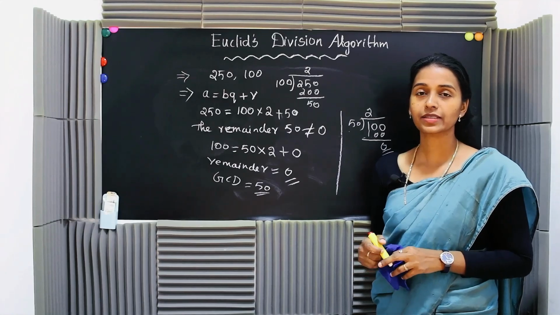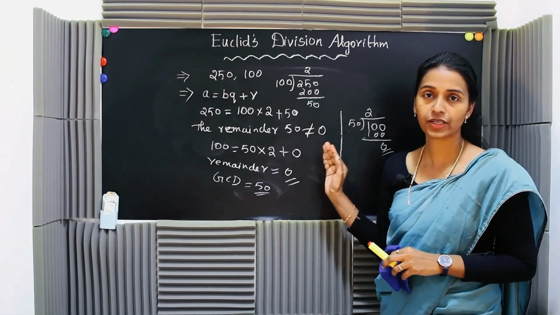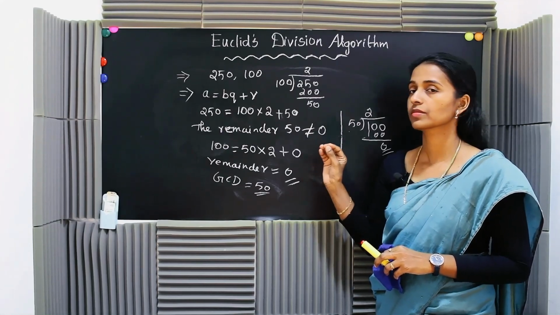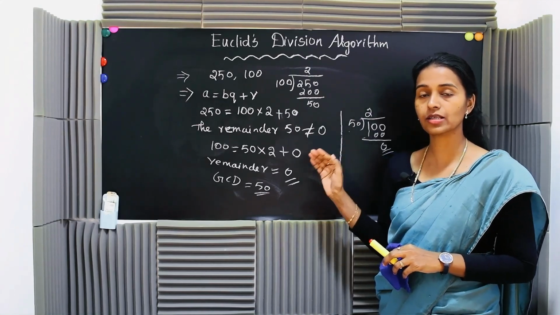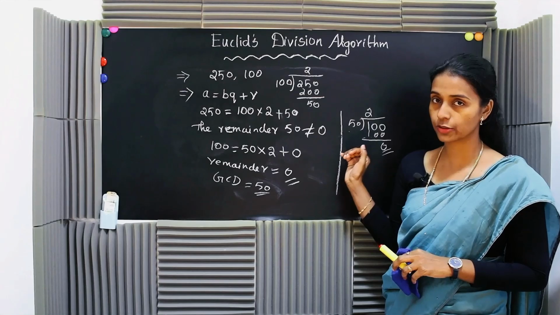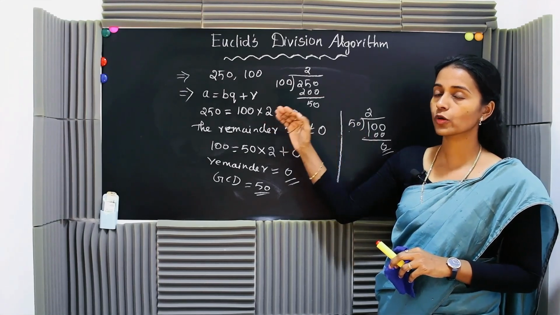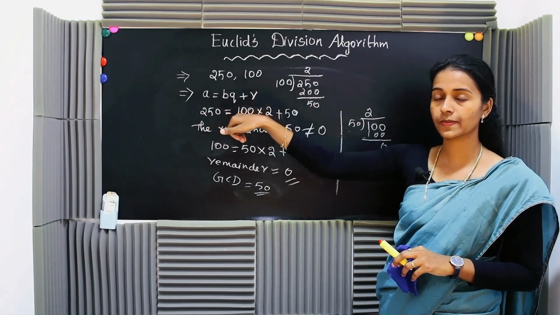Let me explain one more time. Here is how we can find out GCD or HCF. It's nothing but dividing one number by another number until it reaches the remainder 0. But in each step, it will follow this Euclid's division lemma formula.